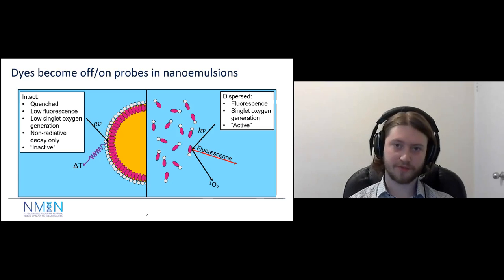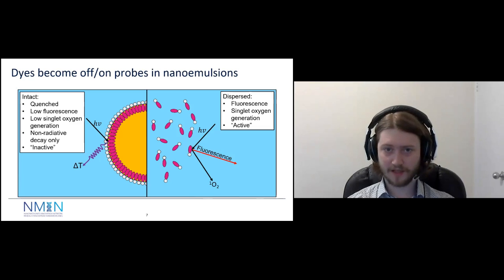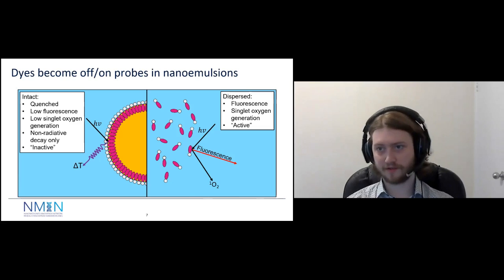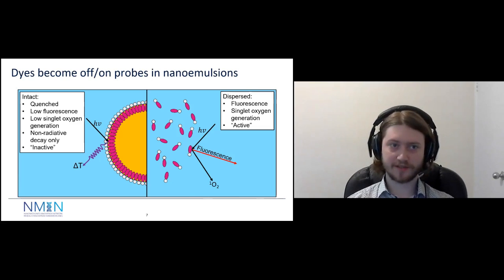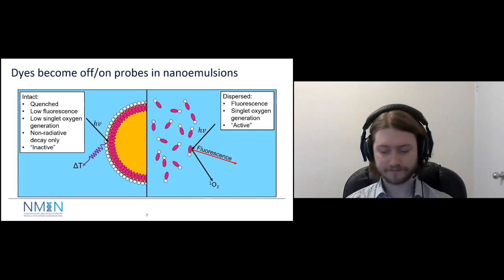By contrast, once the particle has been taken up into the cell, it is very rapidly disrupted, at which point we regain the monomer properties, which are fluorescence and singlet oxygen generation. And so you can say that the dyes have become activated upon cellular uptake.